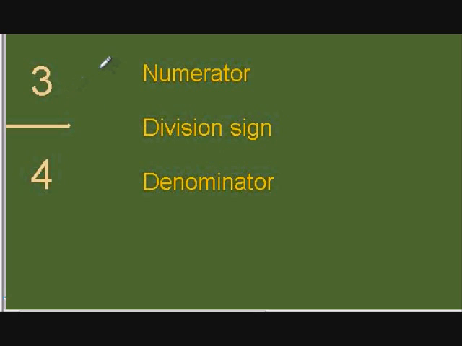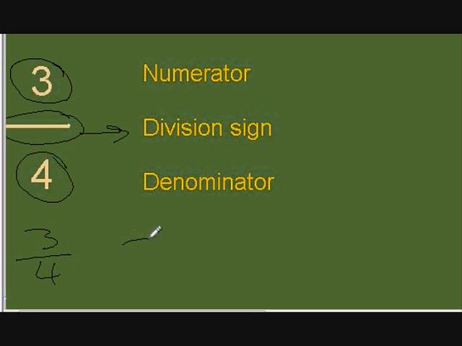So the numerator is the top number in a fraction, and the denominator is the bottom number in a fraction. And this right here, which is something I didn't know for the longest time, is a division sign. So if you were to write 3/4 as a division problem, this is how it would look: 3 divided by 4 equals. And of course, that's later on how we're going to find out about percents and everything else.